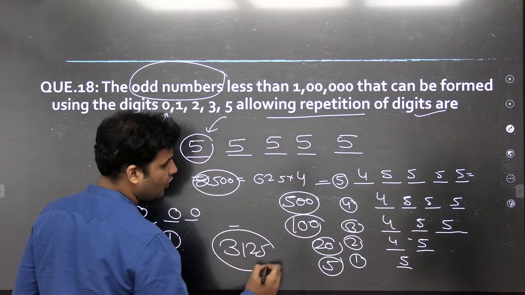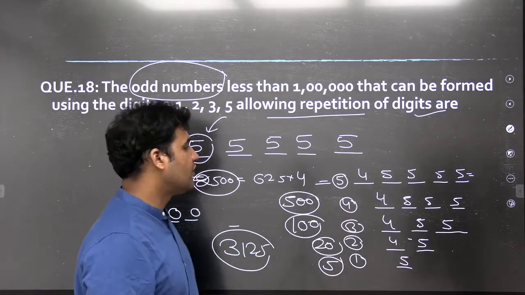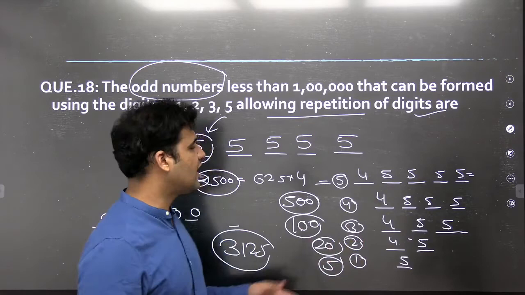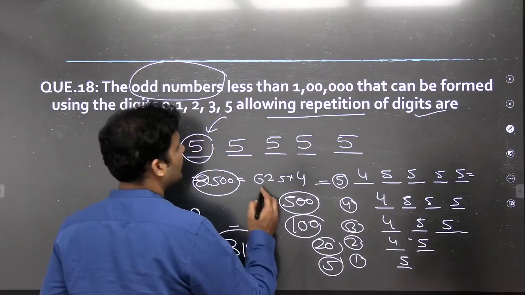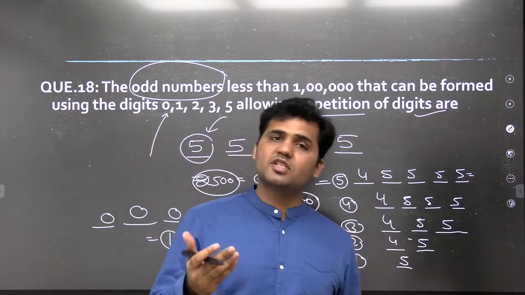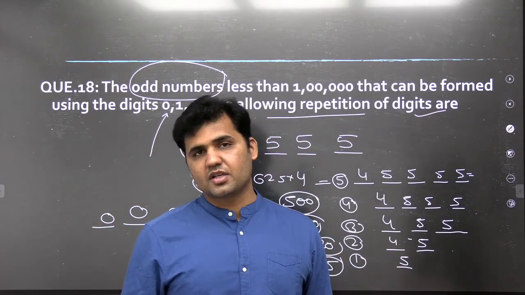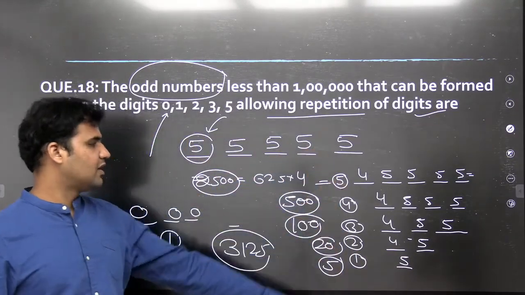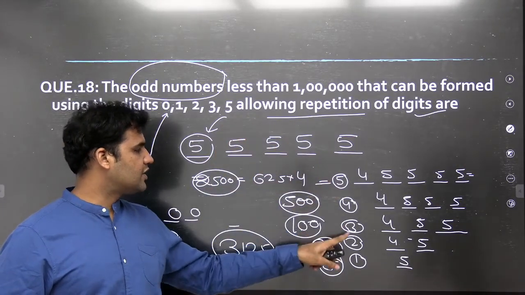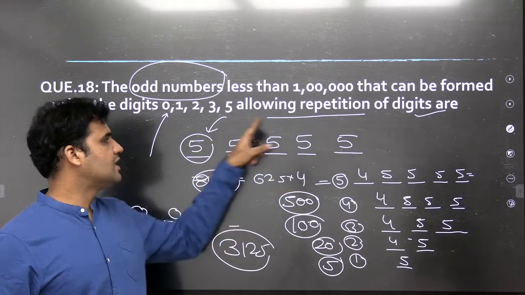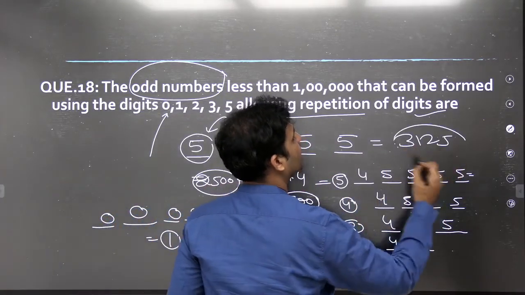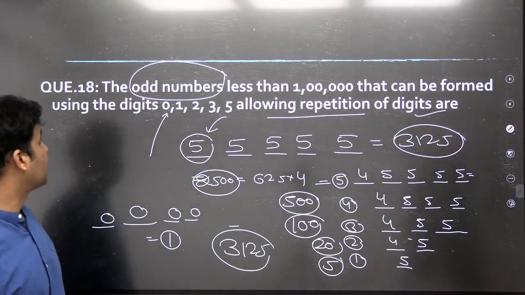So either you can go for the individual cases where you make a 5 digit, 4 digit, 3 digit, 2 digit and 1 digit number, or you can straight away use this condition that because the number of digits is not fixed, 0 can also be placed at the first position. So this will automatically cover all the 5 digit, 4 digit, 3 digit, 2 digit and 1 digit numbers in its calculation. This is also equal to 3125. Both are correct ways to approach this question, guys.